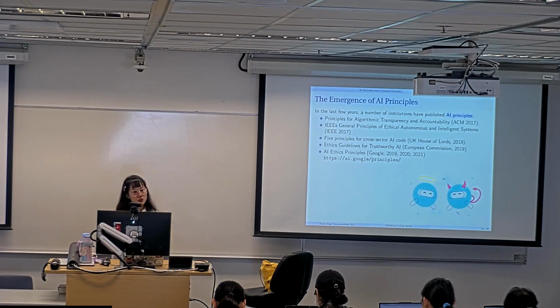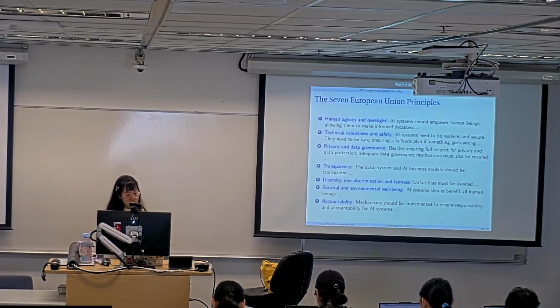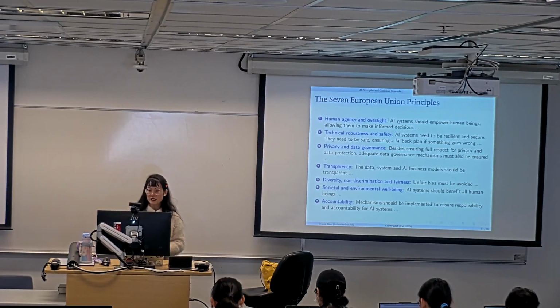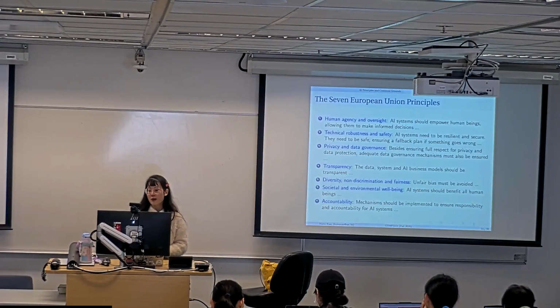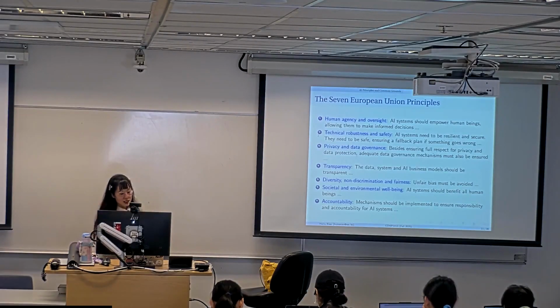Each institution may have some differences in its own AI principles. Here we will look at the seven European Union principles, which I think are among the most widely accepted and commonly adopted. The first one is human agency and oversight. AI systems should empower human beings, allowing them to make informed decisions. The second is technical robustness and safety. AI systems need to be resilient, secure, and safe, ensuring a fallback plan if something goes wrong.